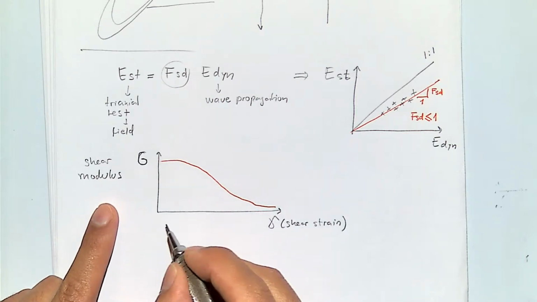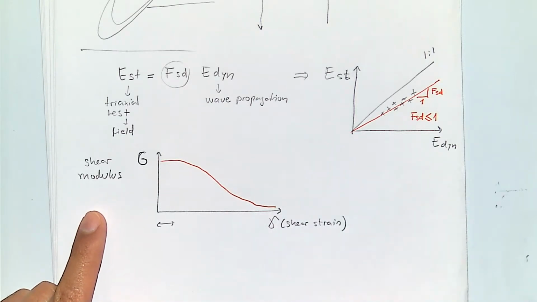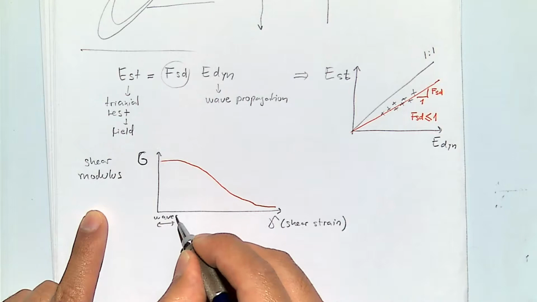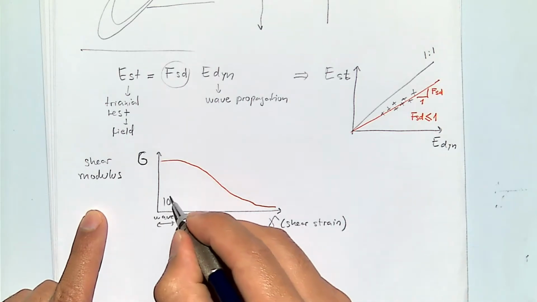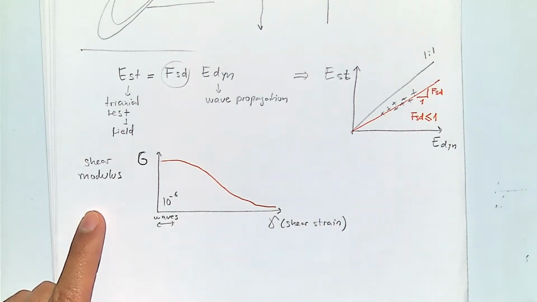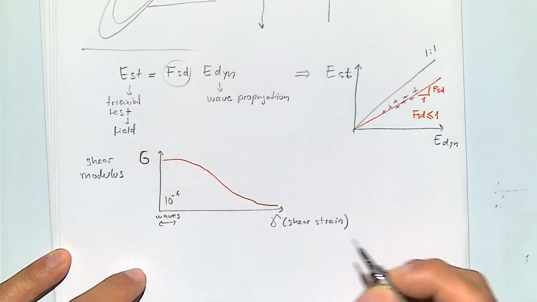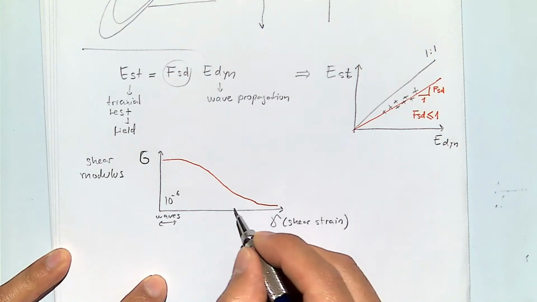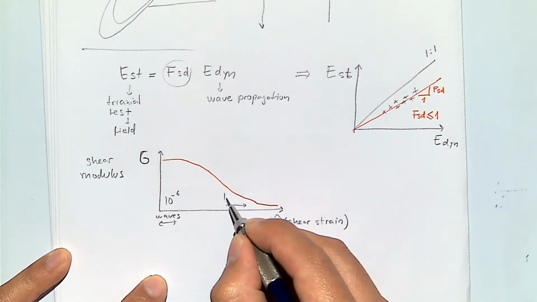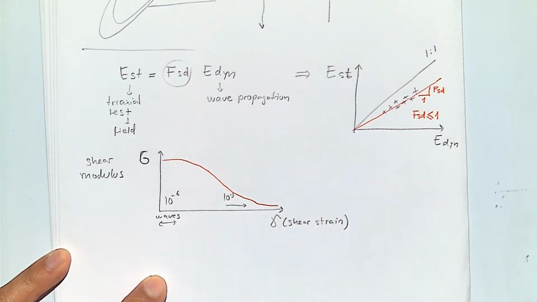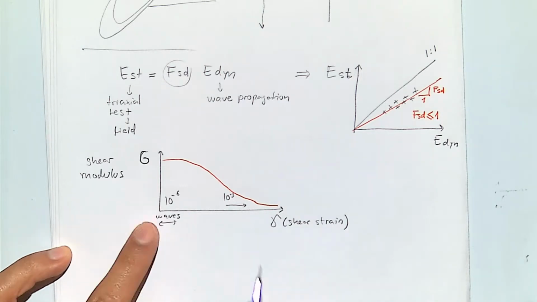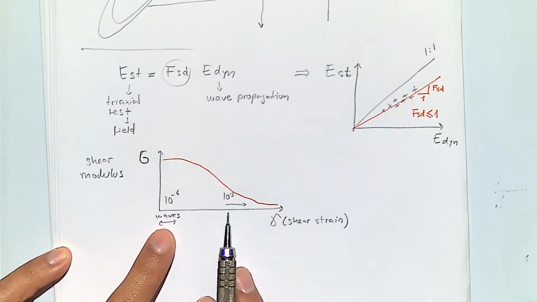Usually in waves, we have a very small shear strain, strains on the order of 10 to the minus 6. But sometimes when we do a perforation for a wellbore or a hydraulic fracture, these deformations tend to be a lot larger, 10 to the minus 3 or 10 to the minus 2. And you can notice that's 1,000 times bigger.